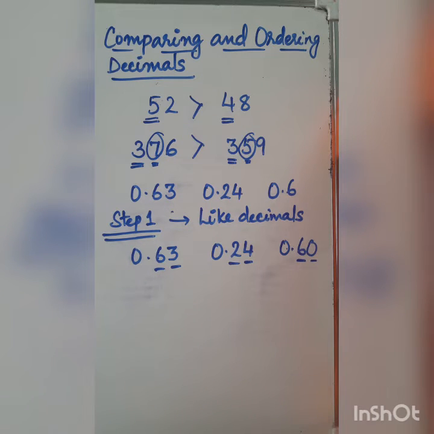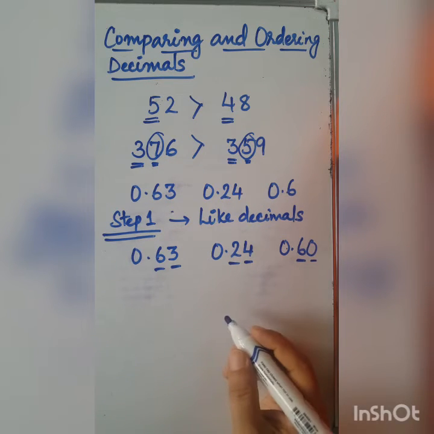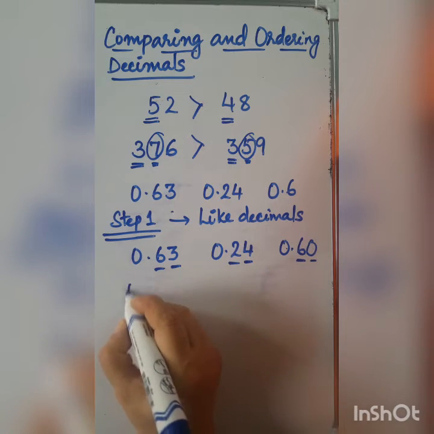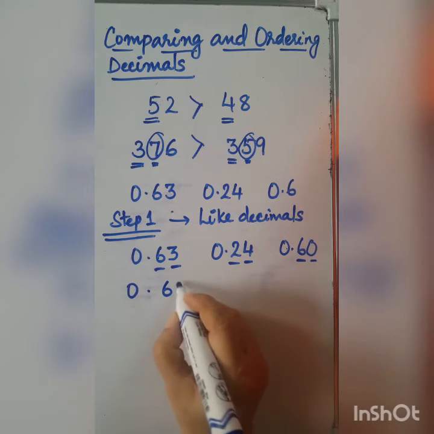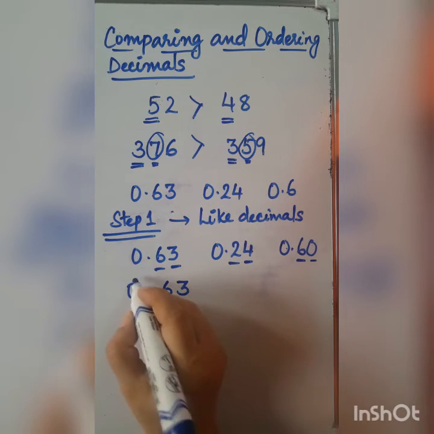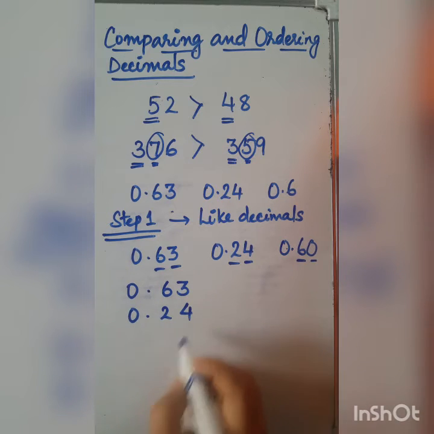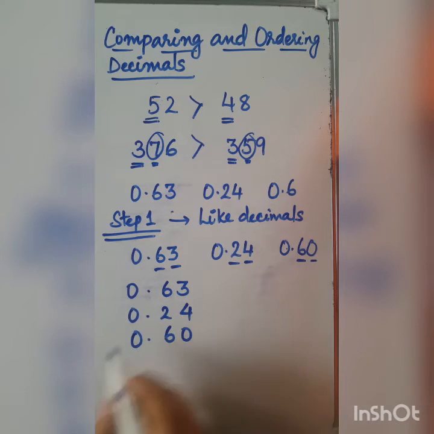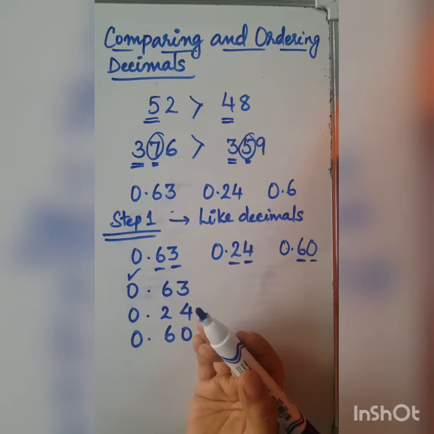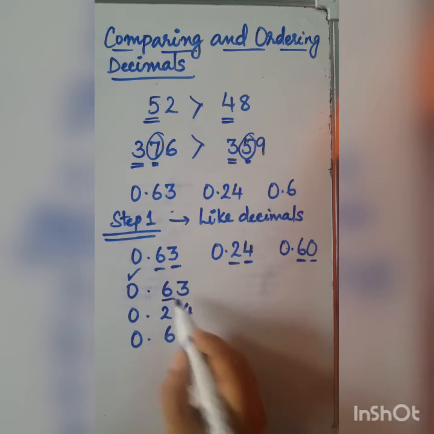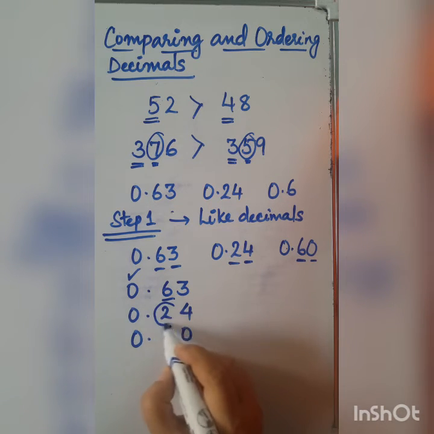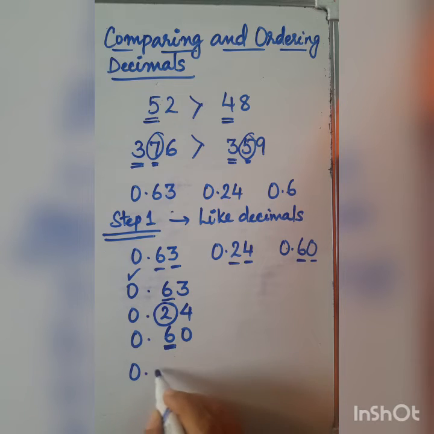Now I will compare the decimals. So while comparing the decimals, we will start from the ones digit. So if I write them according to their place values, this is ones, this is tenths, this is hundredths. So one under another, if I write them and I compare them, the ones digit here is 0. So I will move to the next number. So here we know between these numbers 6 and 2, 2 is the least number. Therefore 0.24 is less than both 0.60 and 0.63.